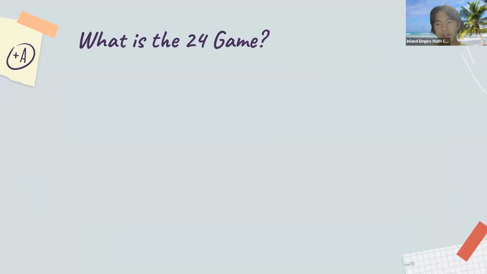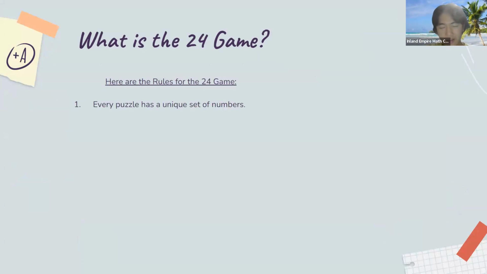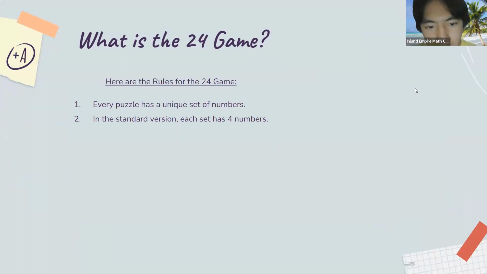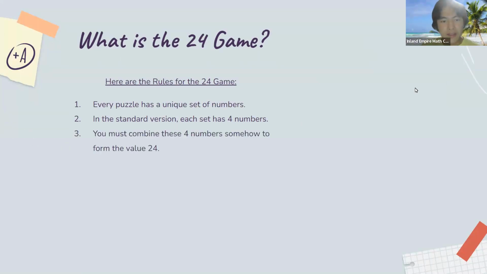So what is the 24 game? Basically, every puzzle has a unique set of numbers, right? You have four numbers to be exact. Now, in the standard version, each set has four numbers, and what you have to do is combine these four numbers somehow to form the value 24.